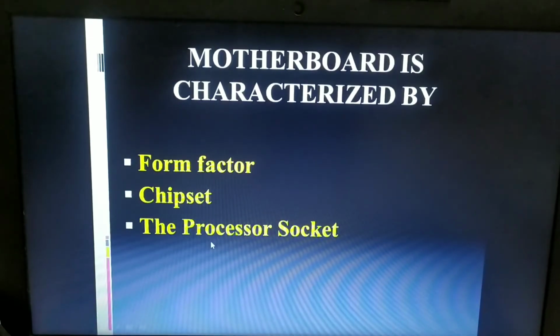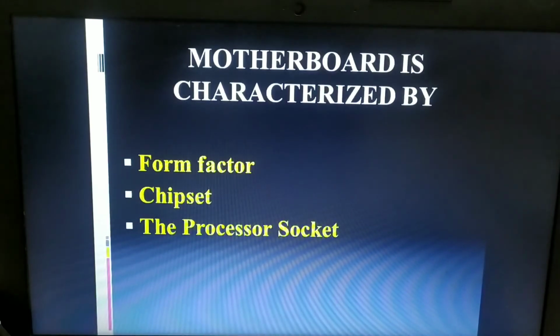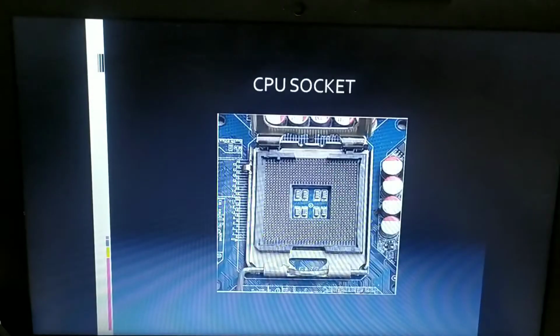Moving on to the third characteristic, that is the processor socket. On different types of motherboards, there may be different types of processor sockets. I'll show you. This is the processor socket, or the CPU socket. Different motherboards we are having, like Baby AT motherboard, XT motherboard, ATX motherboard. Different types of motherboards have different processor sockets.